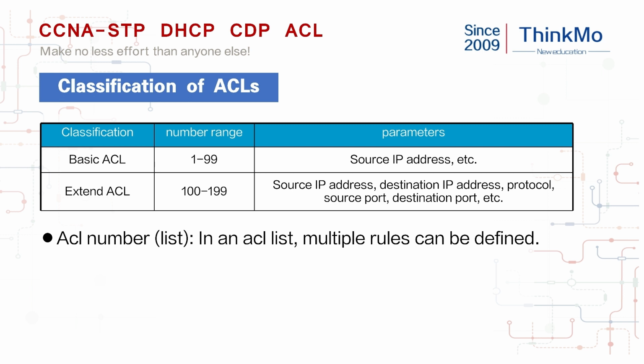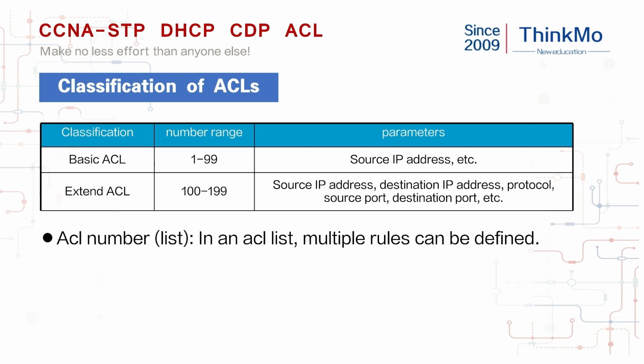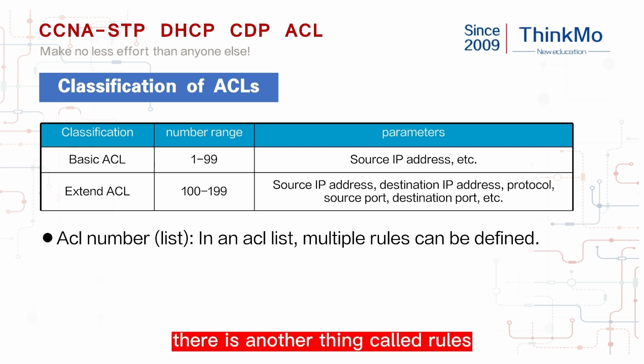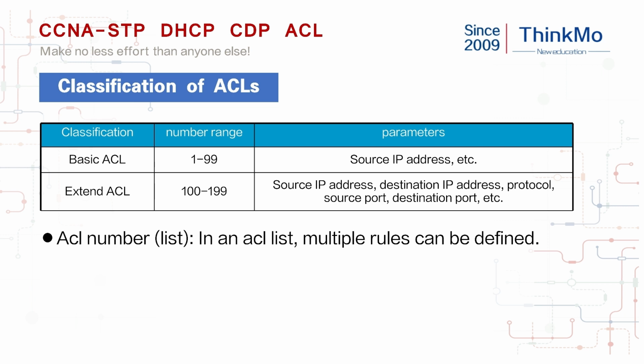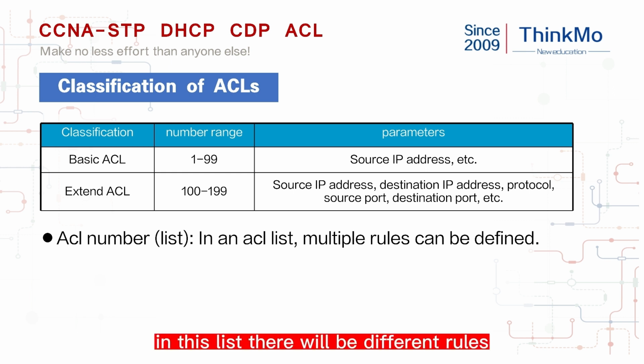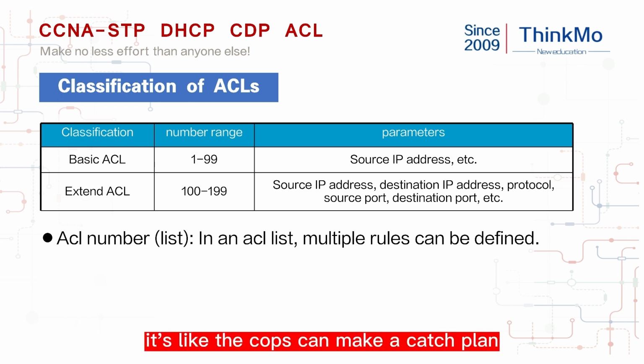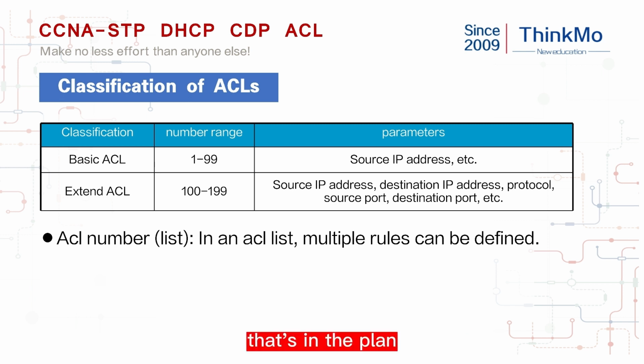In fact, we don't have many matching parameters for ACL. Besides being a list, there is another thing called rules. So we just want to define, for example, an ACL, we write a number. It's like a list. You can think of it as a catch list. In this list there will be different rules. It's like the cops can make a catch plan. In the plan, many people can be arrested.